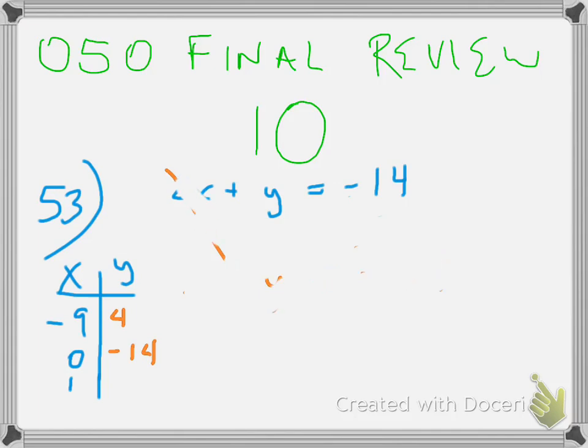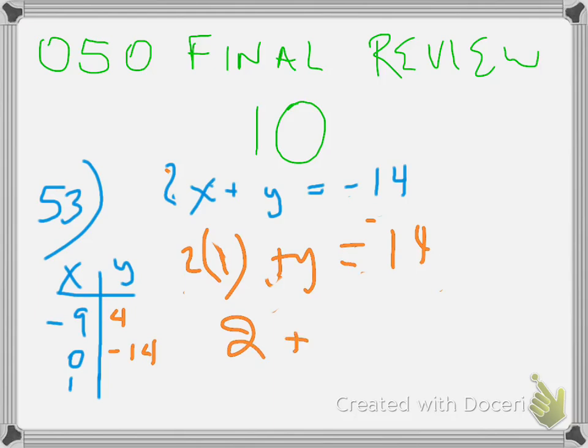I should put back the original, shouldn't I? So plug in. We're going to plug in 1. 2 times 1 plus y. I'm going to write the whole thing out this time. -14. So 2 plus just plus y. I don't know what y is yet. But I can figure it out pretty soon. Subtract 2. Y is equal to -16.